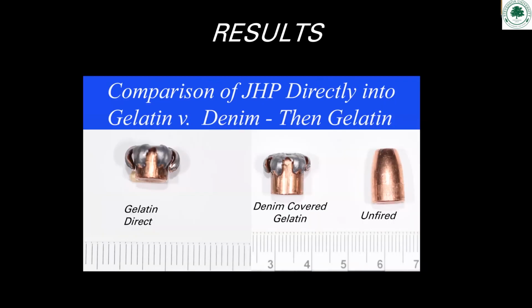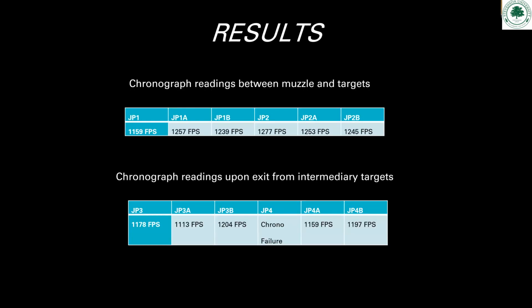The bullet fired directly through the gelatin expanded very nicely, whereas the one fired through the denim covered gelatin did not expand very well. You can see very significant differences there.